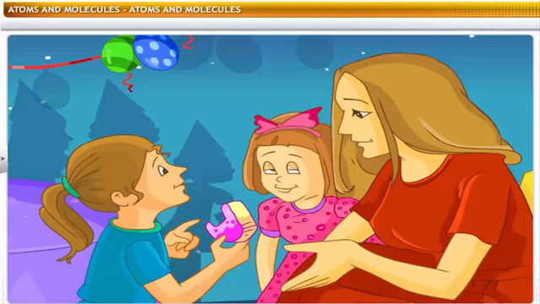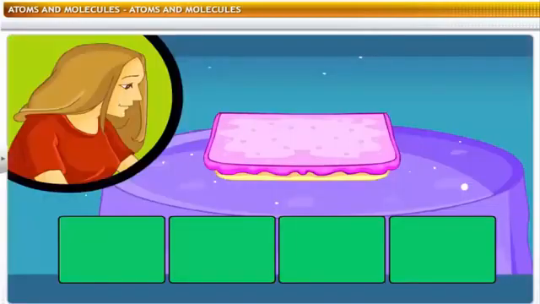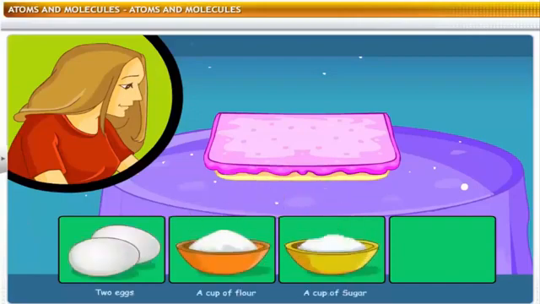This cake is yummy. Can you please share the recipe with me? I love baking. Sure. For baking this cake, I use 2 eggs, a cup of flour, a cup of sugar, and a cup of butter.